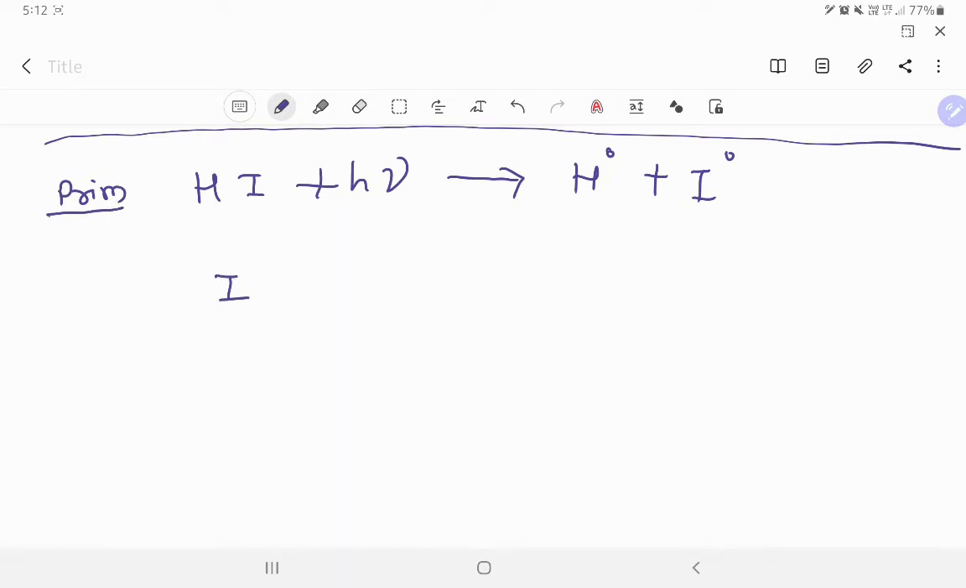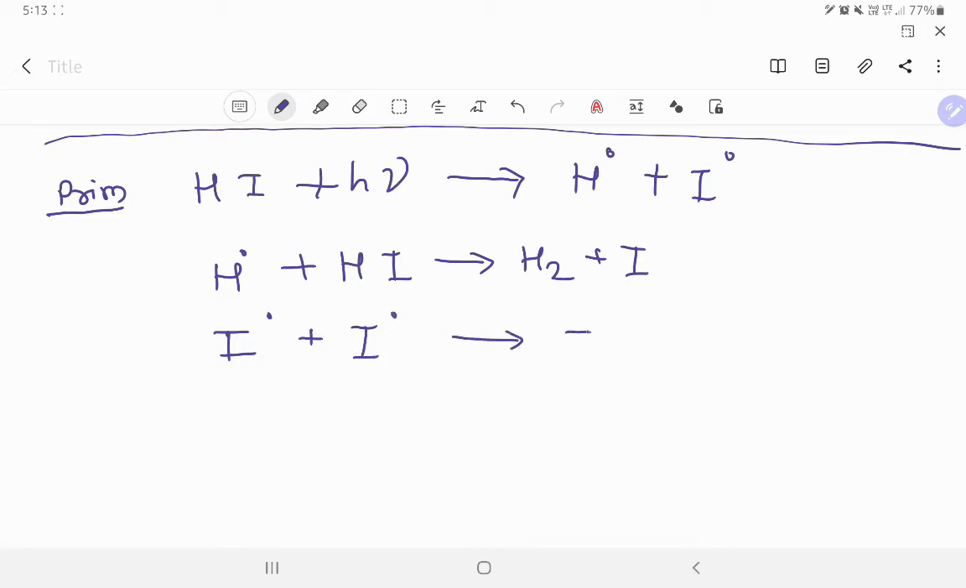This H free radical reacts with another HI molecule, forms H2 and I free radical. And these I free radicals combine together, forms I2. This is the actual process.